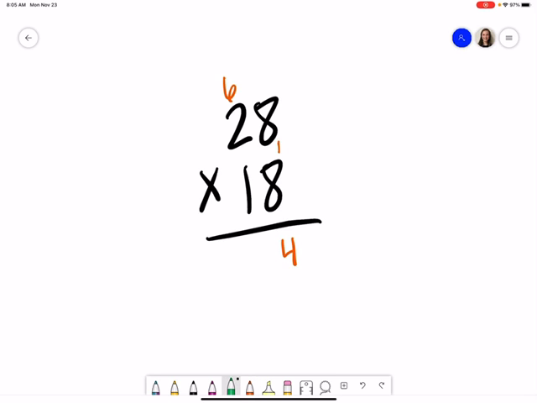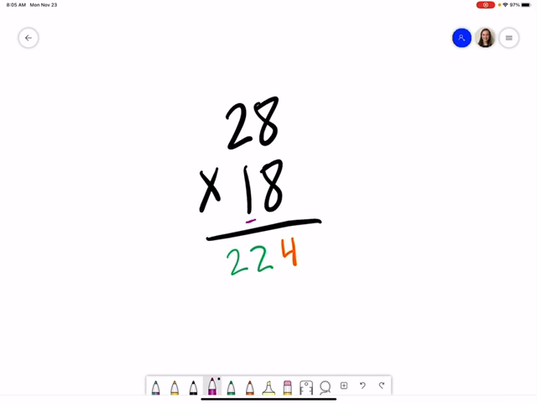Okay, now we're going to do tens place times ones place. Okay, and 2 times 8 is 16. And we're going to add that 6. Okay, and that's 22. All right, and now what I want you to do is go in and erase what you wrote so you don't get confused, because now we're moving to the tens place right here.